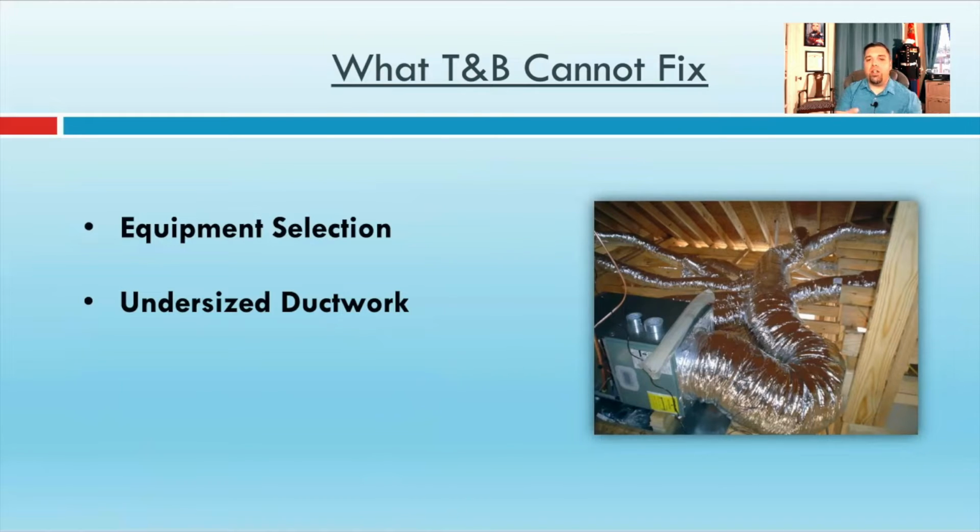So if it's oversized, that's what we have dampers for. We can damper it down. It may work. We still could have a velocity problem. If you're not familiar with Manual D, don't worry. I provide training for that. You can find that on my website. But really important, know that if the duct is undersized, don't bother with T&B. It's not going to help you.